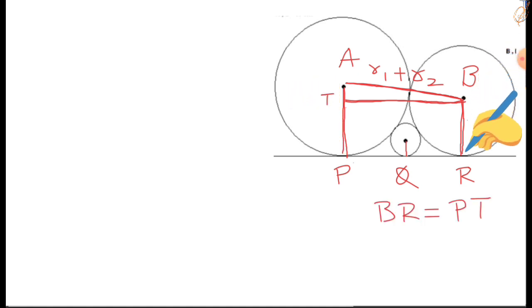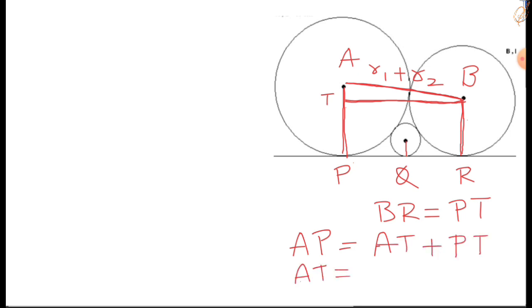This is R2. AP, you can write it as AT plus PT. So AT is equal to AP minus PT. AP is R1, and PT is the same as BR. The BR distance is R2. So AT is R1 minus R2.